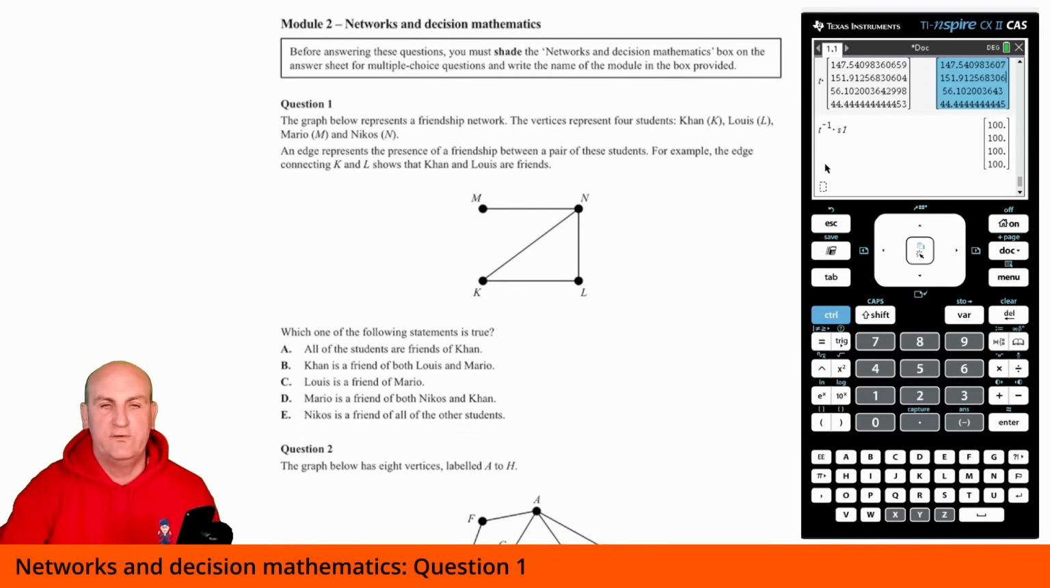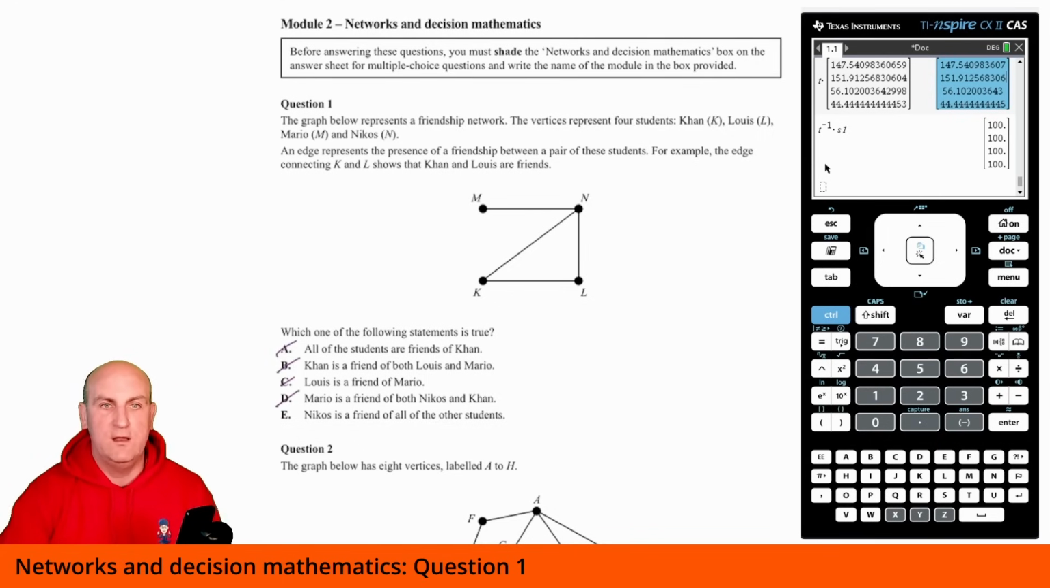All of the students are friends with Khan. No, because M isn't. So I'm going to cross that one through because there's no connection there. Khan is a friend of Louis and Mario. No, because we've just said that Khan isn't a friend with Mario. Louis is a friend of Mario. No, because there's no direct connection. Mario is a friend of Nico and Khan. Nope. And so I'm hoping it's E.